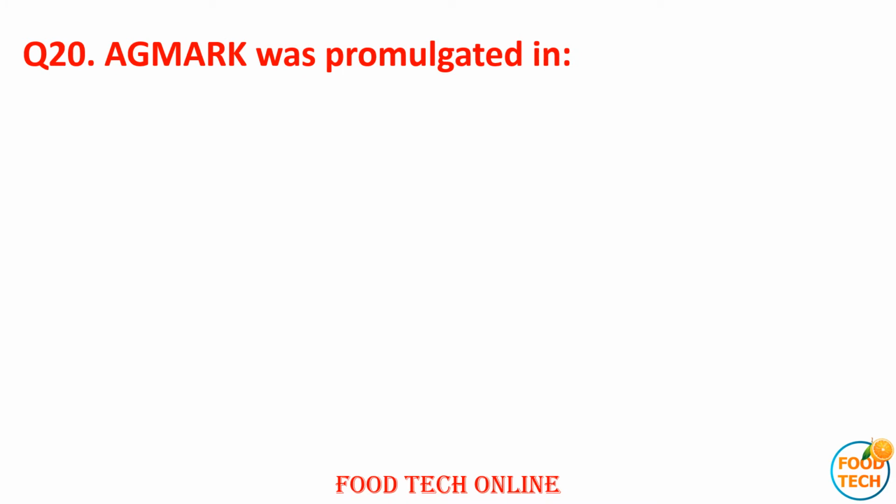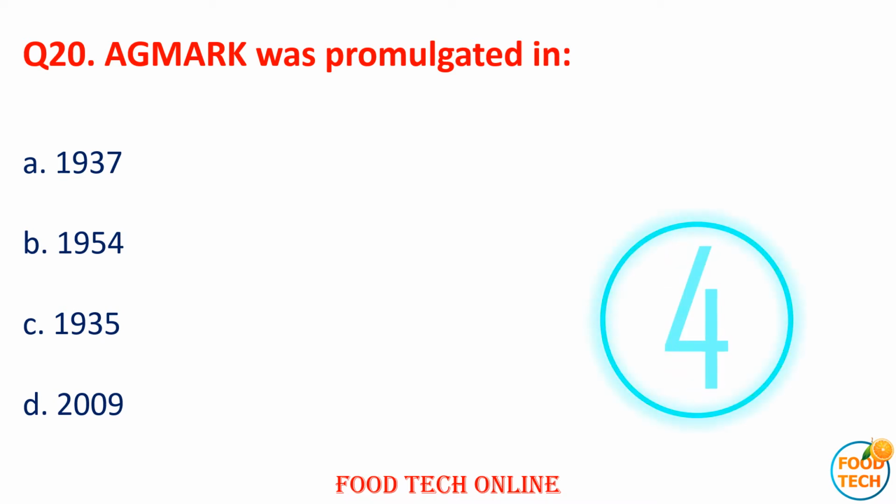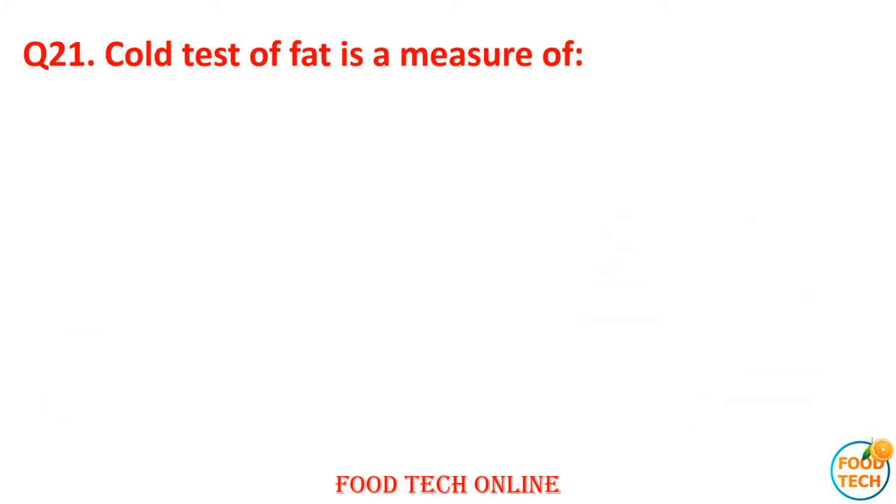Question 20. AGMARK was promulgated in A. 1937, B. 1954, C. 1935, and D. 2009. Answer A. 1937.